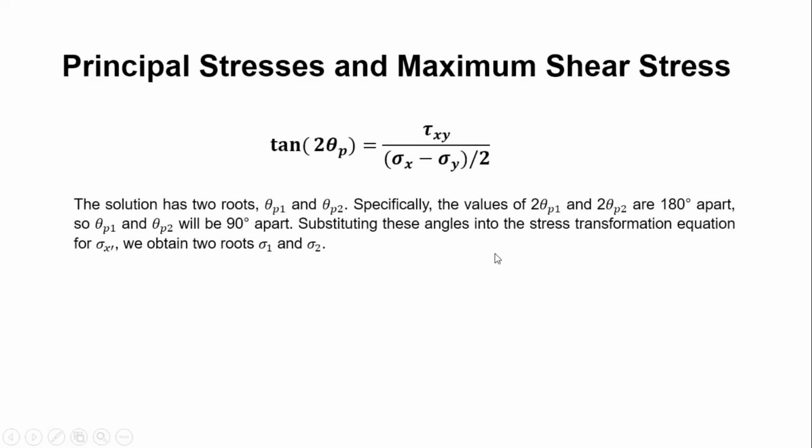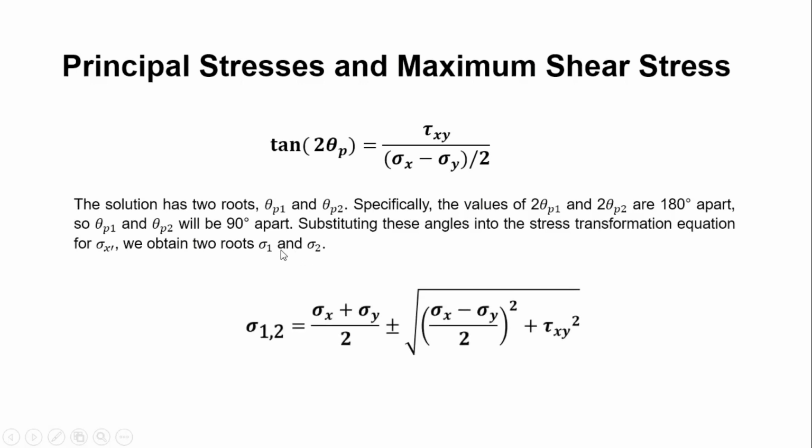Substituting this angle into the stress transformation equation for sigma x1, we obtain the root of sigma 1 and sigma 2. So again, ang sigma 1 and sigma 2 natin is yung principal stress natin. So sigma 1,2 is equals to sigma x plus sigma y divided by 2 plus minus the square root of quantity sigma x minus sigma y over 2 squared plus tau xy squared. So yung sigma 1 natin kapag ito is positive and kapag negative naman is sigma 2.